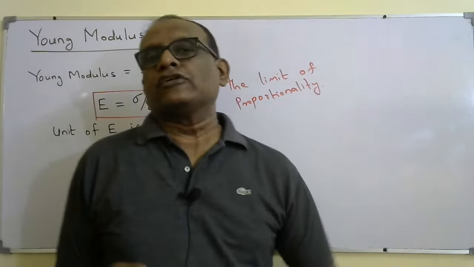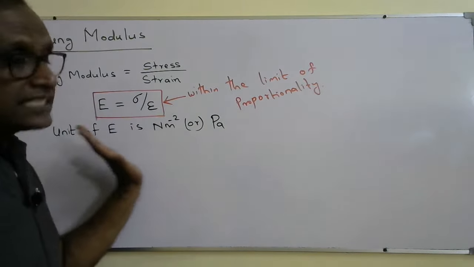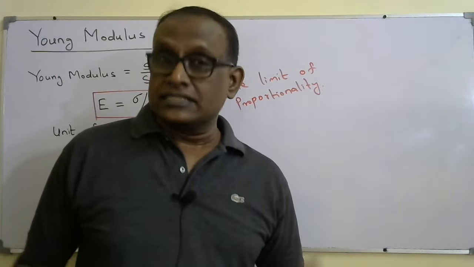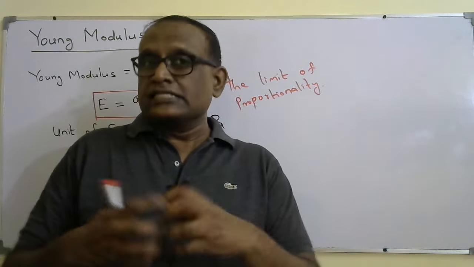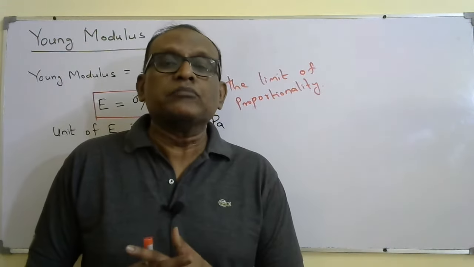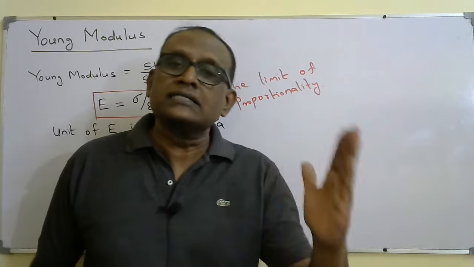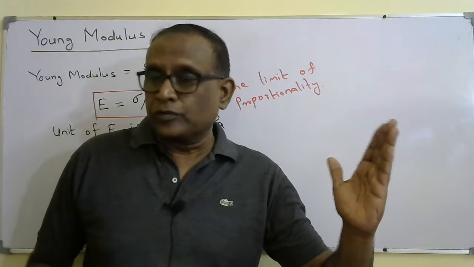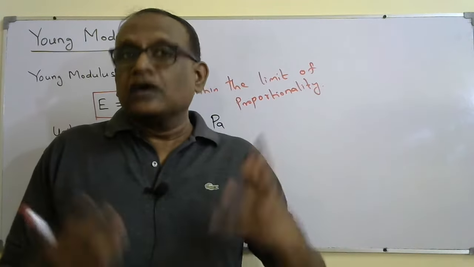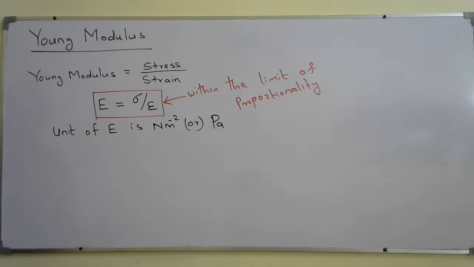So when the material passes the limit of proportionality, you can't define the Young modulus by using stress over strain. The material's behavior will change. I already told you that Young modulus is one of the properties of the material. So if the material passes beyond the limit of proportionality, its property will change, so there we don't calculate the Young modulus.